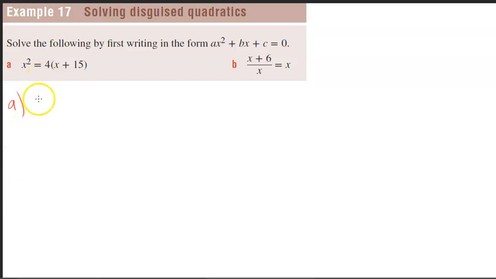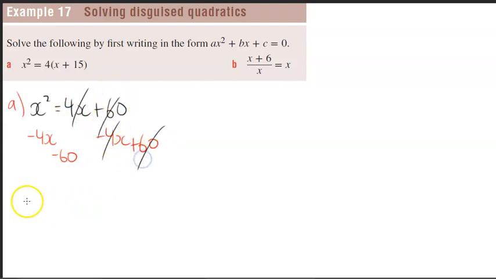So we have here x squared is equal to 4 bracket x plus 15. First thing I'm going to do is, before I put everything onto a left hand side, I will expand this out first. So this is going to be equal to 4x plus 60. 4 times x is 4x, and 4 times 15 is 60. Second thing I'm going to do is subtract 4x and subtract 60 on both sides. So that way this can go away, this can go away, and what I'll be left with is x squared minus 4x minus 60 is equal to 0.